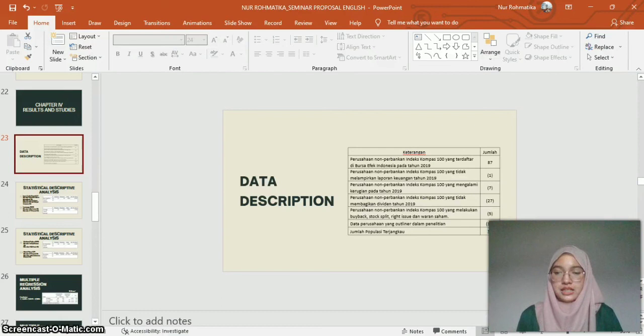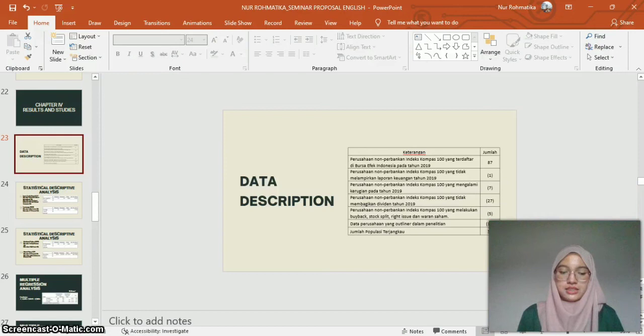And we found that there are 52 companies who share dividends. And in the end, after applying the purposive sampling criteria, we got 32 companies.